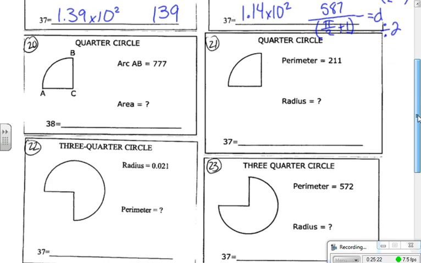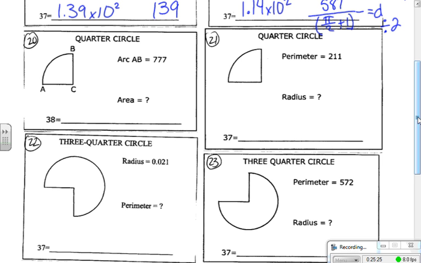So moving on to quarter circles. A quarter circle is just 1/4 of our circle, half of half. And they tell us that the arc from point A to point B is 777. So this distance here, which is 1/4 of our circumference, is 777. And we want to find what the area of that little segment is. So first we need to find the area, because our area is going to be 1/4 pi r squared. Whatever the area of that entire circle would be, we just want to know 1/4 of it.